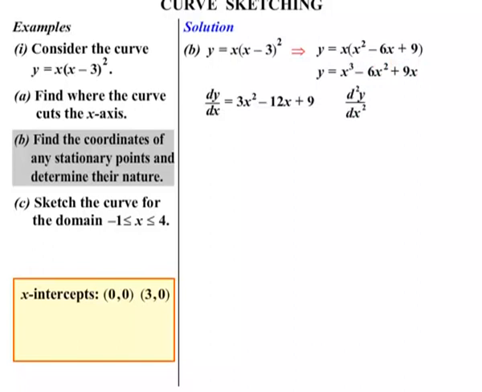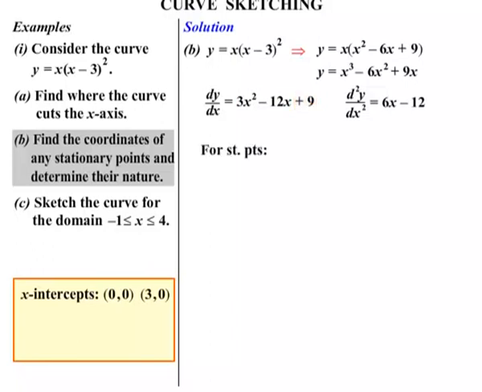We'll also find the second derivative. So we need to differentiate once more. The derivative of 3x squared is 6x. The derivative of minus 12x is minus 12. And the derivative, of course, of plus 9, a constant, is 0. So nothing more to do there.